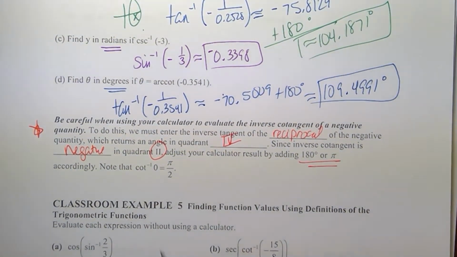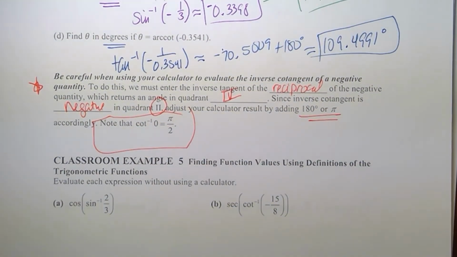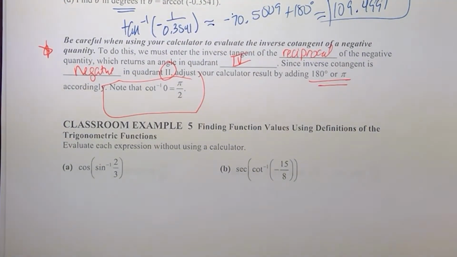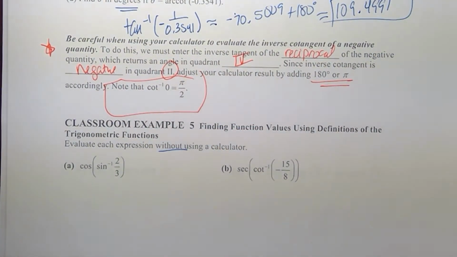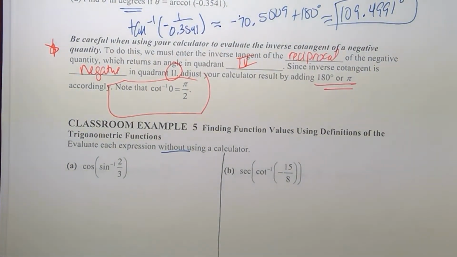Okay, remember that cotangent inverse of 0 is pi half. Let's work through example 5. It says to evaluate each expression without using a calculator. So we are not finding an approximate value or finding exact values, which means basically that we need to sketch our angle.